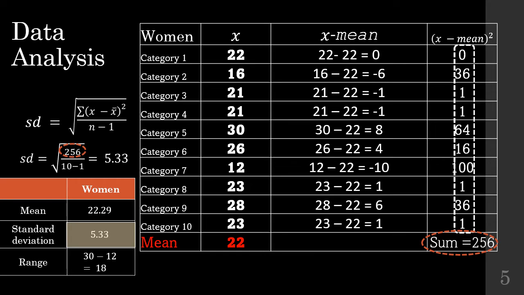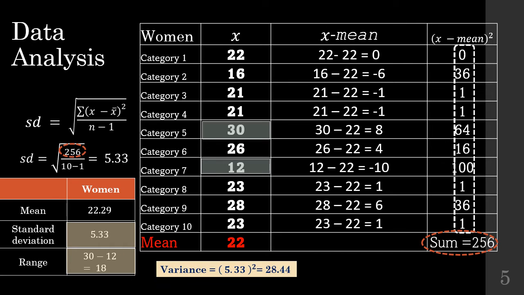Now for the range, we're simply taking the highest value minus the lowest value, and the range of the percentages is 18. Now for the variance, we're going to square the standard deviation, and it's 28.44.